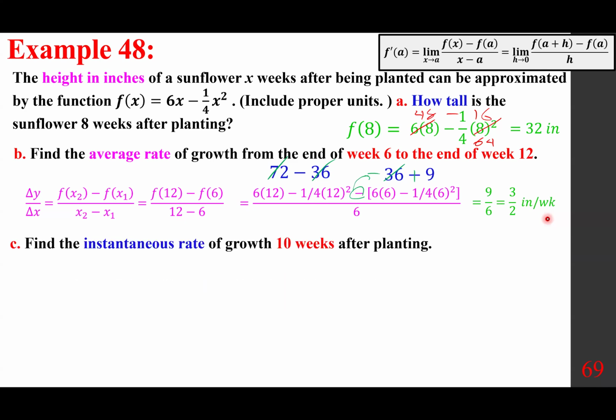Find the instantaneous rate of growth 10 weeks after planting. Well, first, one point in time, that means differentiation. We are going to differentiate first. F prime of x is 6 minus the product of these two: 1/2 times 1/4 times 2 is 1/2. So minus 1/2 x, that's f prime of x in general. After 10 weeks, that means replace the x with 10.